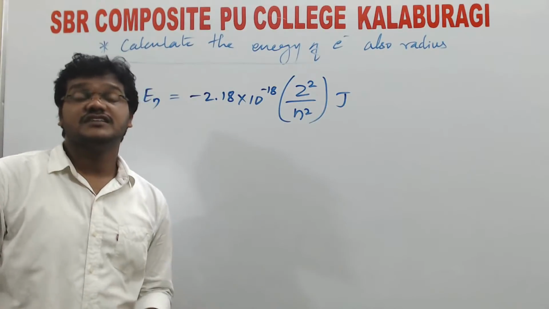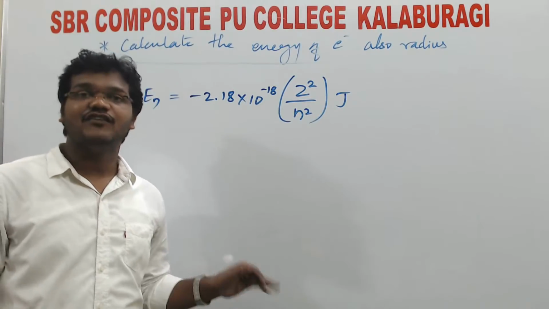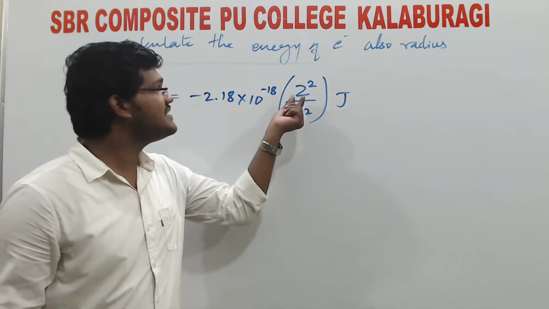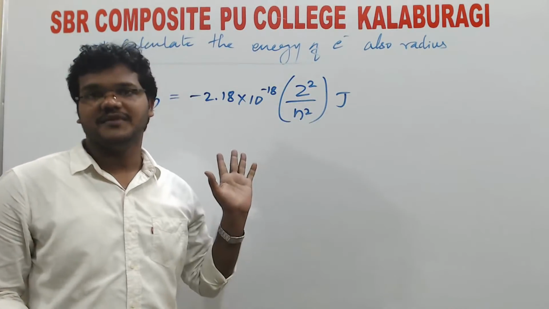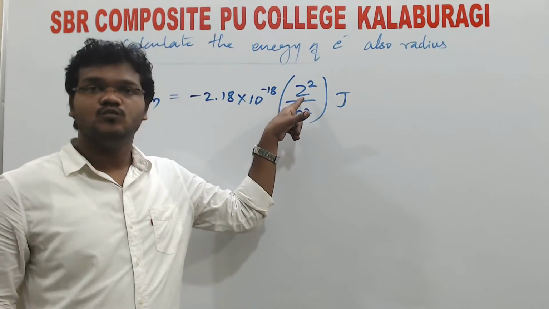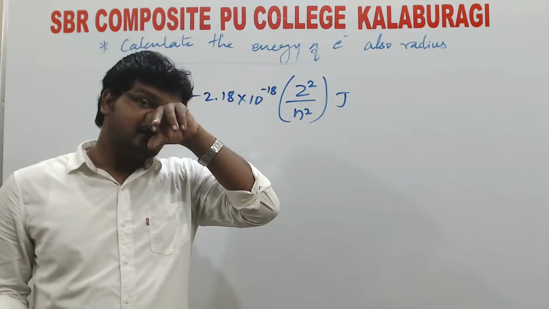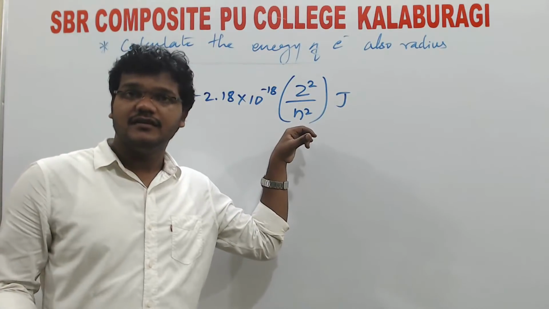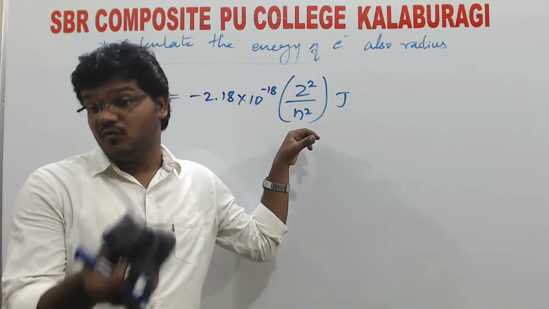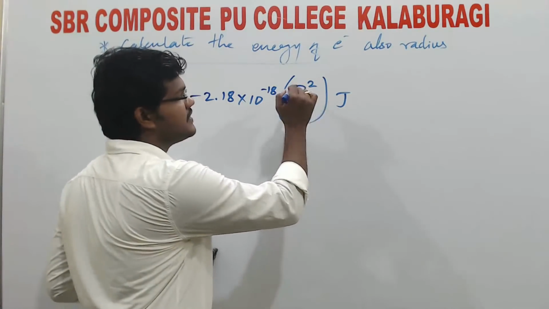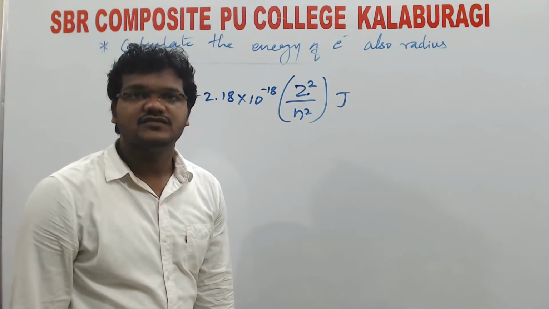So this equation is used to calculate the energy of hydrogen-like species, for helium, lithium. Here Z indicates atomic number. If it is helium, 2. If it is lithium, 3. Like that. So Z square by N square. N is nothing but my energy level. N might be 1, it might be 2, or it might be 3. So this is Z square by N square.